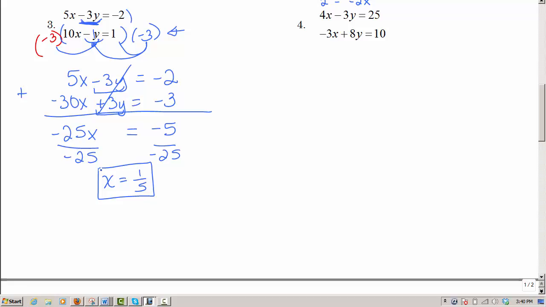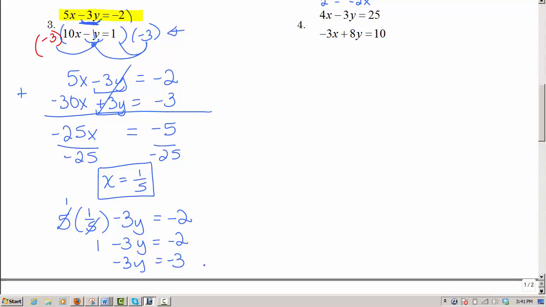So which one do you want to plug in for x? The top one or the bottom one? I think I'm going to choose the top one. I don't know why. So 5 times x minus 3y equals negative 2. Well, that's not so bad because those reduce. Multiply, that's 1 minus 3y equals negative 2. Subtract 1. And then when I divide by negative 3, I'm going to get positive 1. So my answer is my ordered pair. X is 1/5 and y is 1. So that problem we had to do a little more work to get those opposite values.